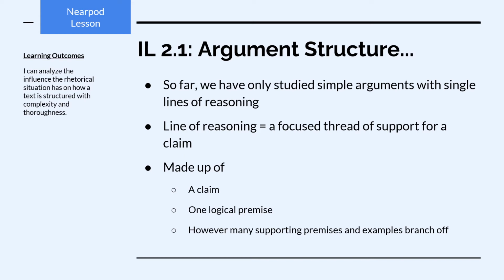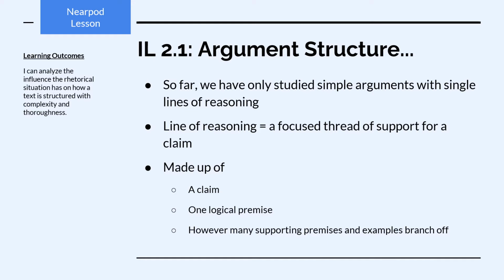So far in our study of argumentation, we have only studied simple arguments with single lines of reasoning. A line of reasoning is just a focused thread of support for a claim. So any idea that supports a claim, as well as the ideas that support that idea and the examples that support those ideas, that whole thread we call a line of reasoning.